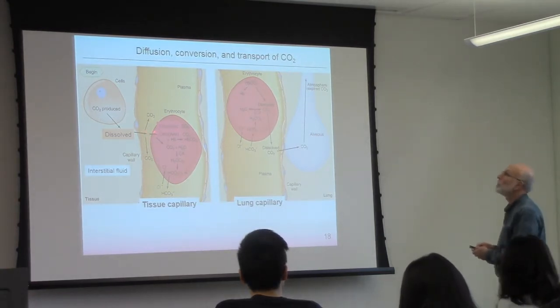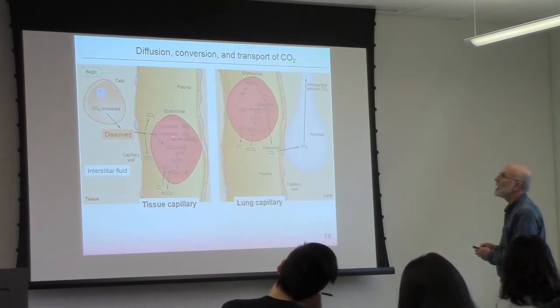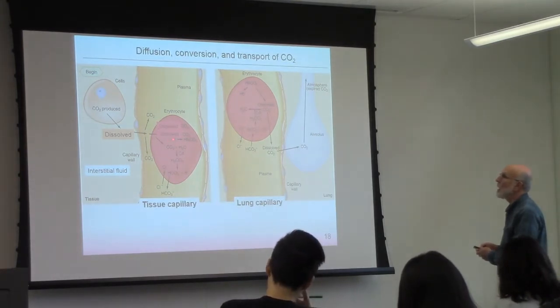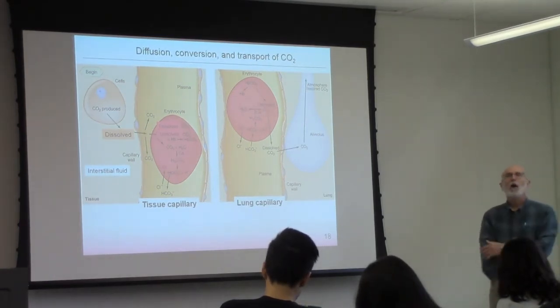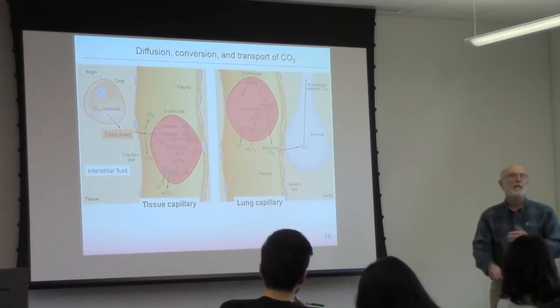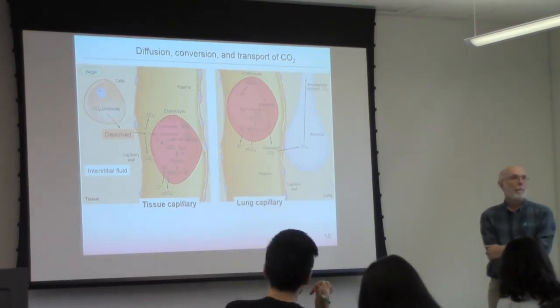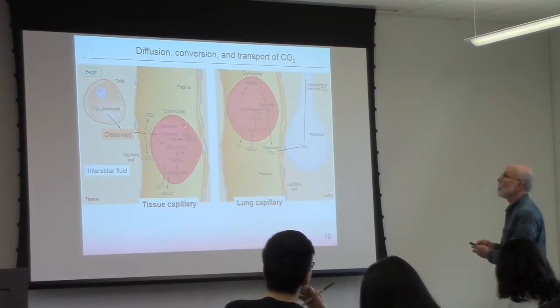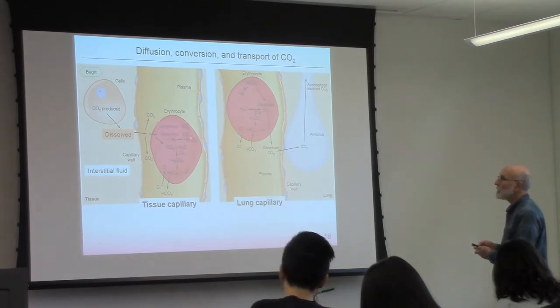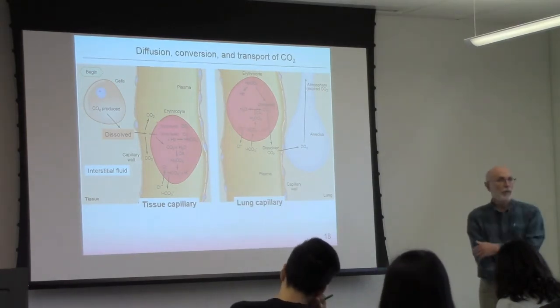Some of this dissolved CO2 binds with hemoglobin, so that's what that plus sign means, binds with hemoglobin to form carbamino hemoglobin. Carbon dioxide can bind to hemoglobin. So far, some of the CO2 is dissolved in the cytoplasm of the red blood cells, some of the CO2 is dissolved in the blood plasma, and some of the CO2 has bound to hemoglobin.